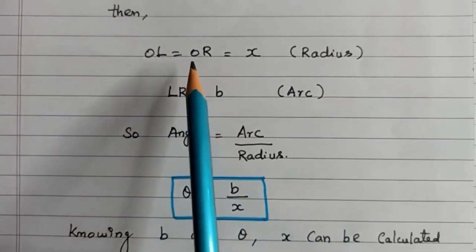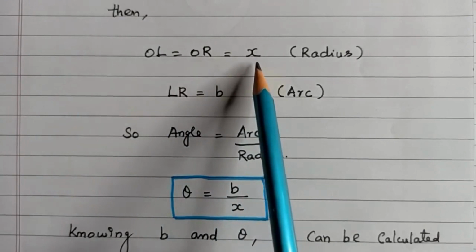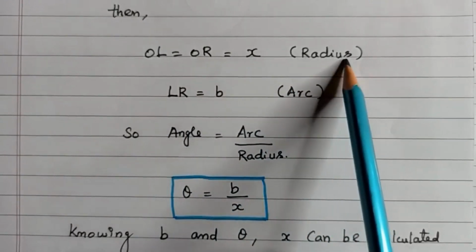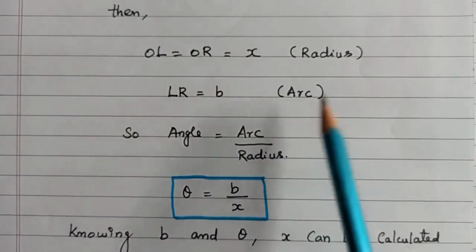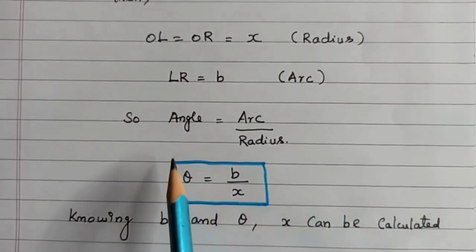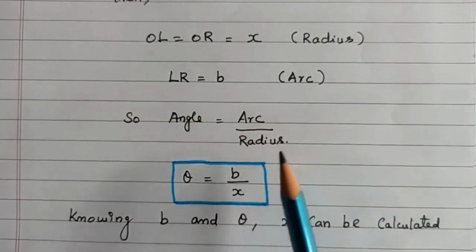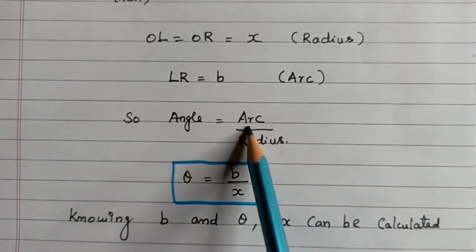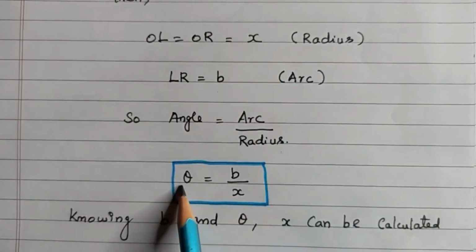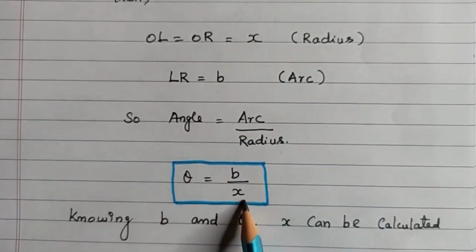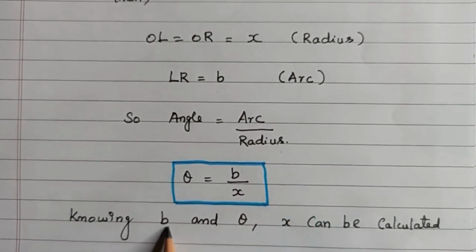So OL is equal to OR is equal to X. This is the radius of the circle, and LR is equal to B. This is the arc of the circle. So we know the formula, angle is equal to arc by radius. Angle is theta. Let the arc be B and the radius be X. So theta is equal to arc by radius, that is, theta is equal to B by X. Knowing B and theta, X can be calculated.